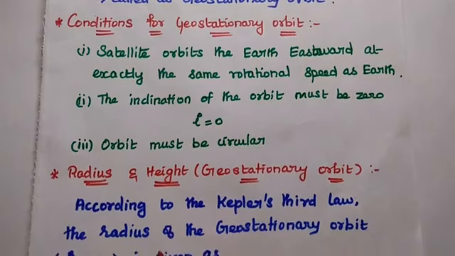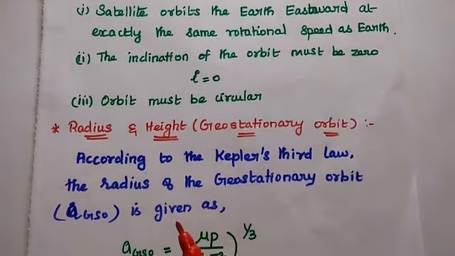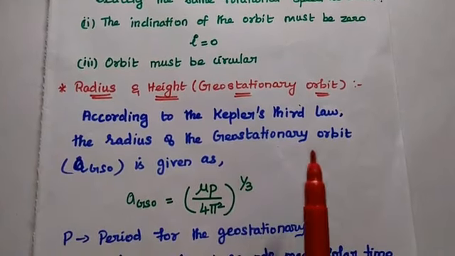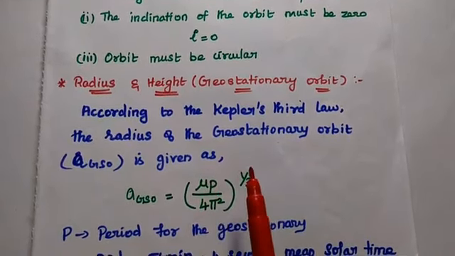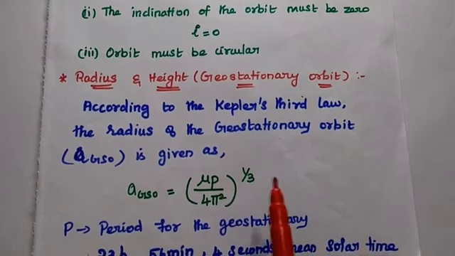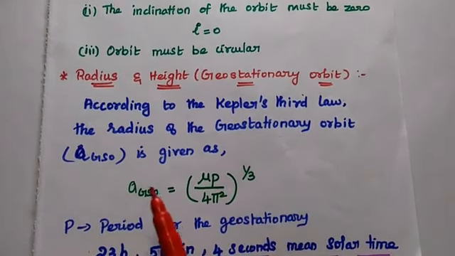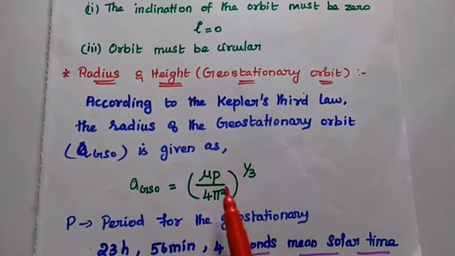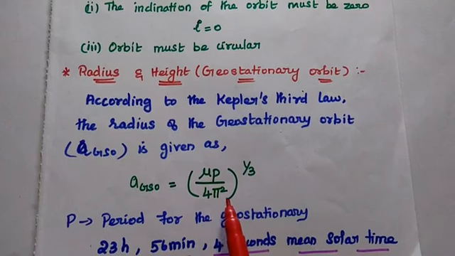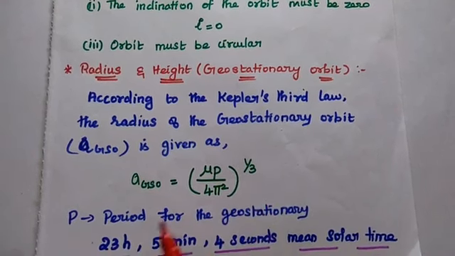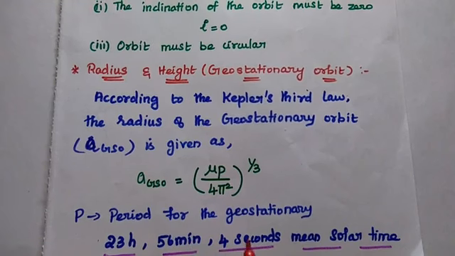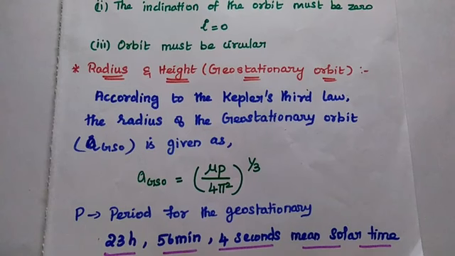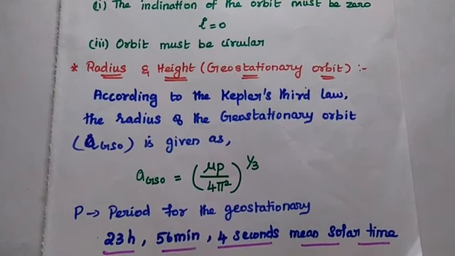Okay. So next we are going to analyze the radius and height of the geostationary orbit. Here we can consider Kepler's third law. According to Kepler's third law, the radius of the geostationary orbit, a_GSO, where GSO means geostationary orbit, a represents the radius, that is equal to (mu P squared by 4 pi squared) the whole power 1 by 3. Here P is nothing but the period of the geostationary orbit. Its value is 23 hours 56 minutes 4 seconds mean solar time.